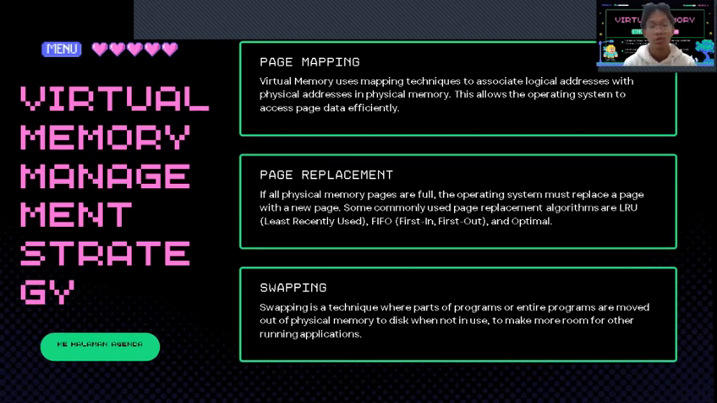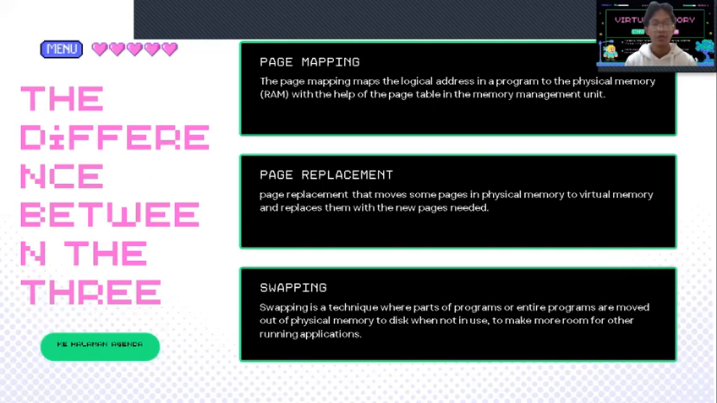Next, swapping. Swapping is a technique where part of a program or an entire program is moved out of physical memory to disk when not in use, to make more room for other running applications. The difference between the three.